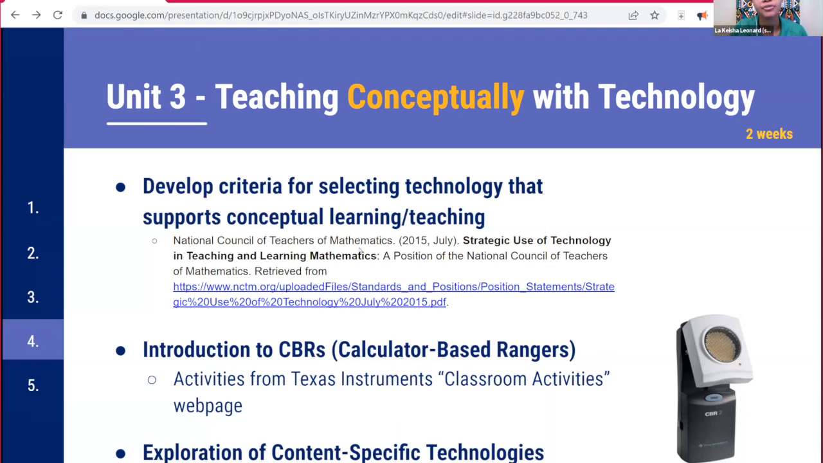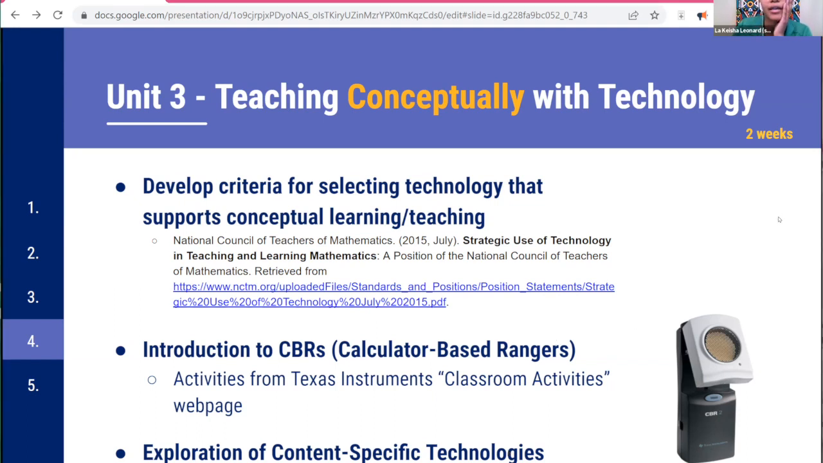So I used this article by NCTM, which is the Strategic Use of Technology in Teaching and Learning Mathematics. This was their statement that they made. And it helps them see what the criteria should be for selecting technology to support learning.